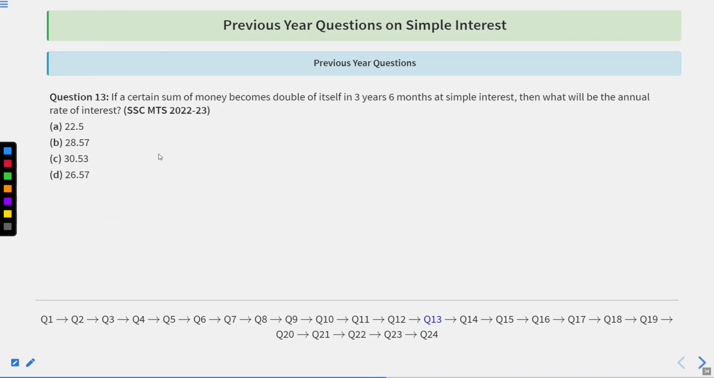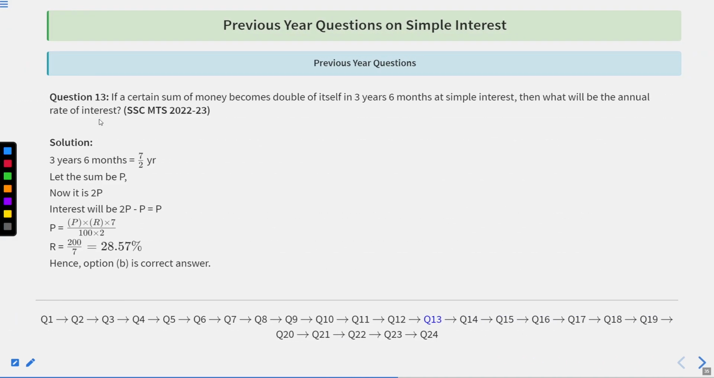Question number 30. If a certain sum of money becomes double of itself in 3 years 6 months at simple interest, then what will be the annual rate of interest? So let us have a look over the solution.